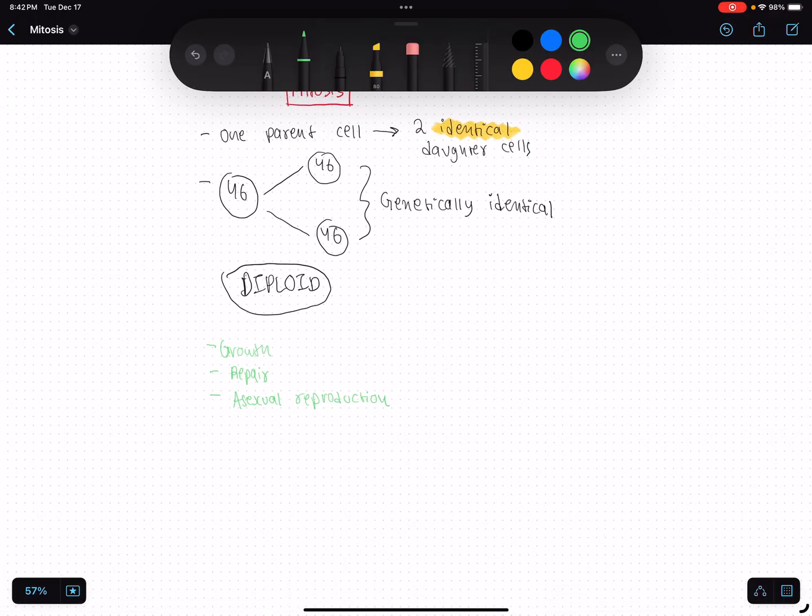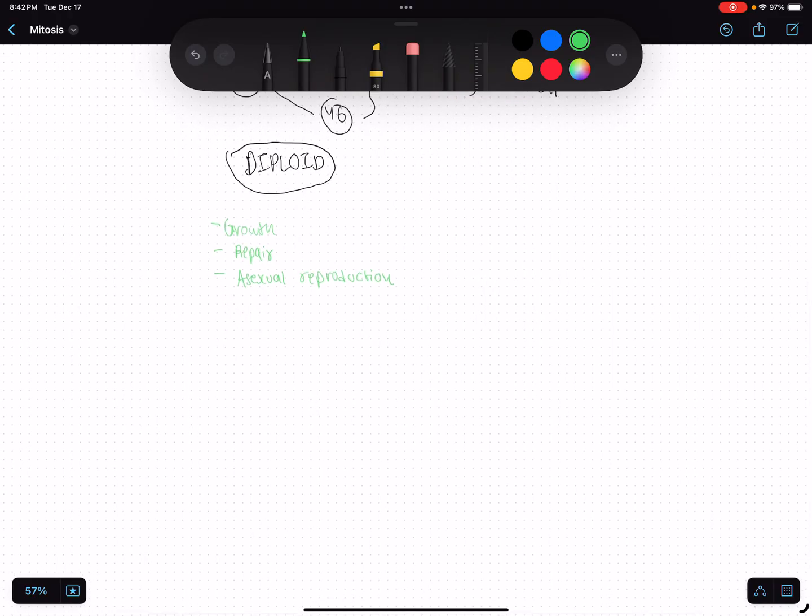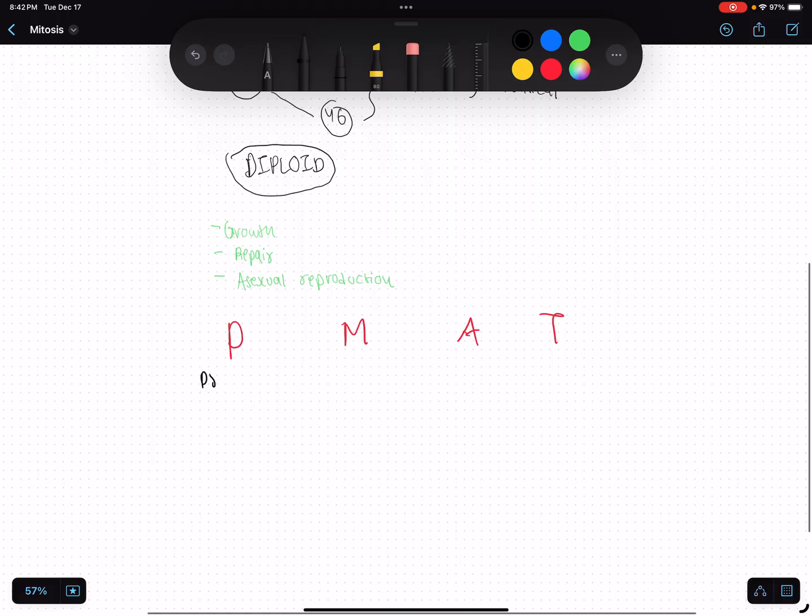So now we have the definition and the functions of mitosis nailed down. Now we're going to go to the phases of mitosis. I like to remember the four phases of mitosis as being PMAT. So if we start with the first phase, it's called prophase.